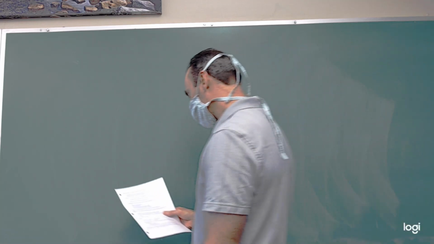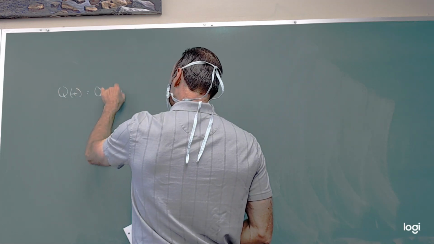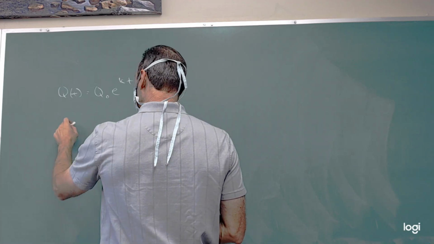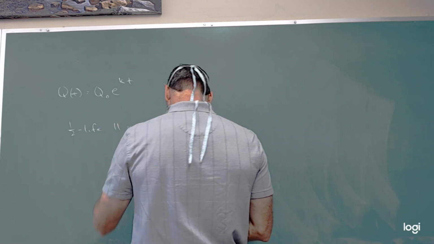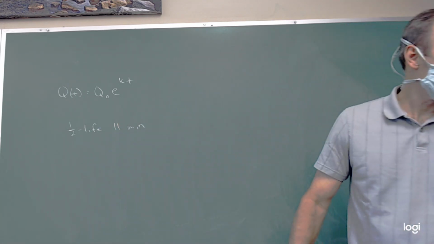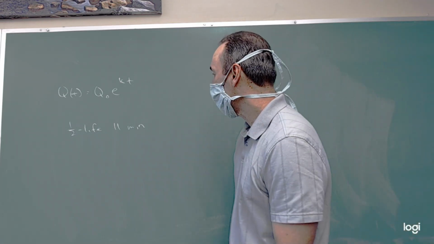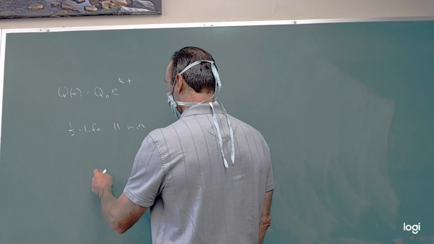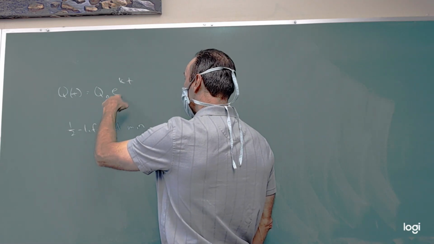So we have Q of t is Q sub 0 e to the kt, and half-life is 11 minutes. And we want to solve for k. So remember the k is our growth rate. Since this is decaying, would we expect k to be positive or negative? Negative. Good. And we're going to say, how much do we have to start with at time 0?